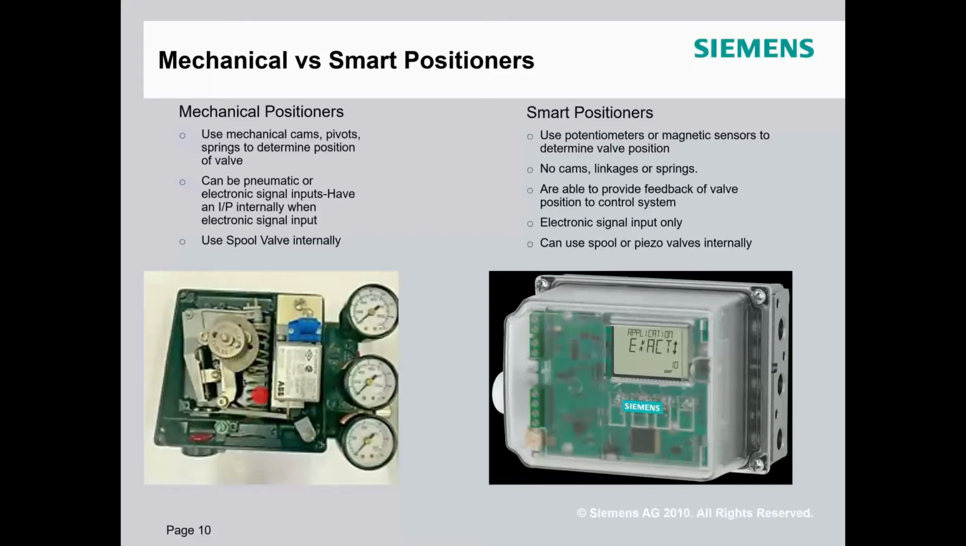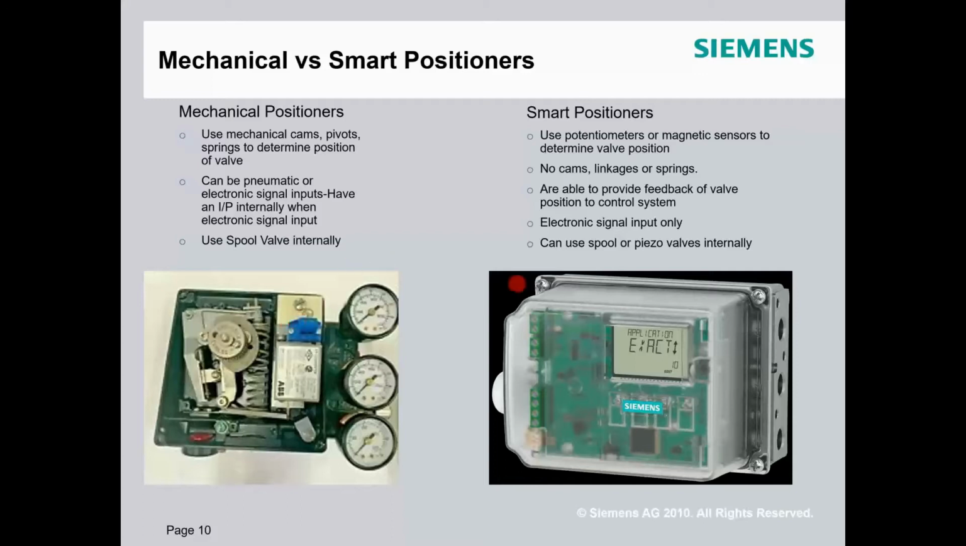These ones have the benefit that they can also be a pneumatic positioner. We don't have to have the I2P. We can actually take, say, a 3 to 15 PSI signal into this positioner, and it can then position a control valve based on that pneumatic signal coming into it. We can do it electronically as well with this I2P and 4 to 20 coming in.